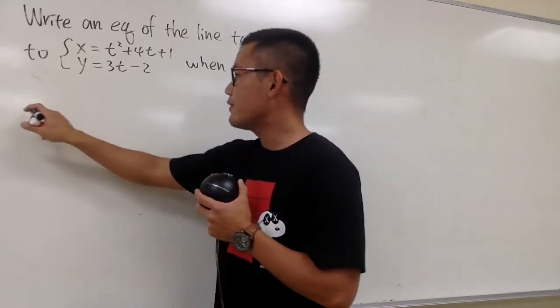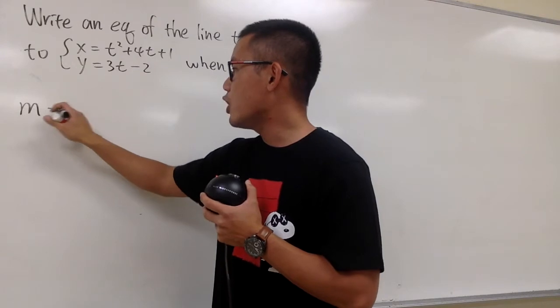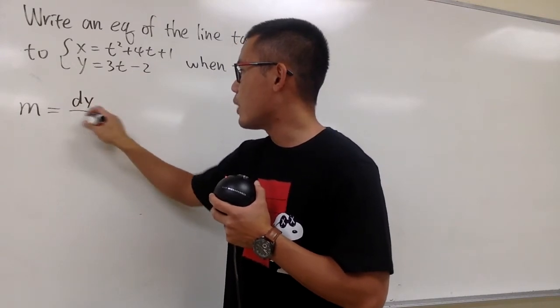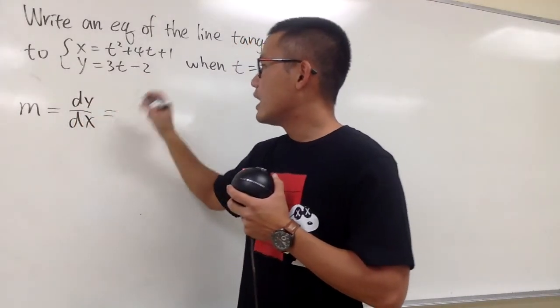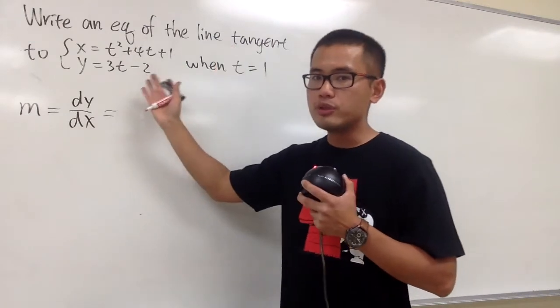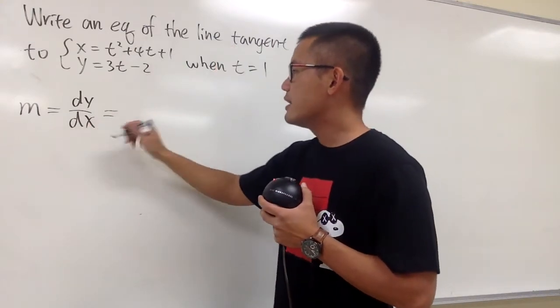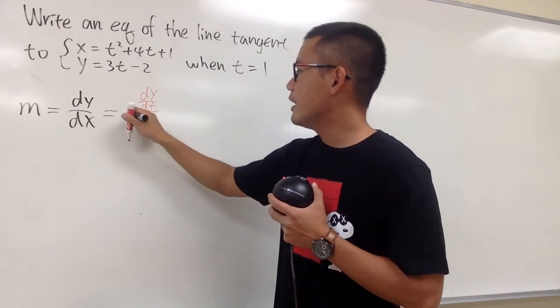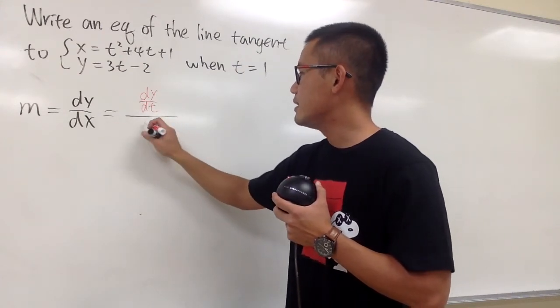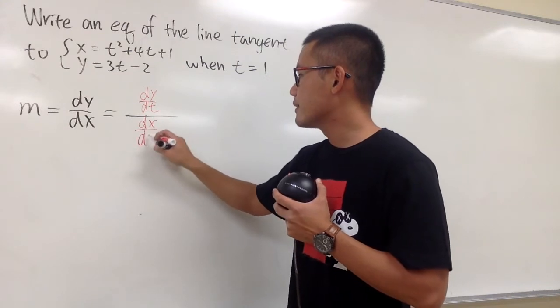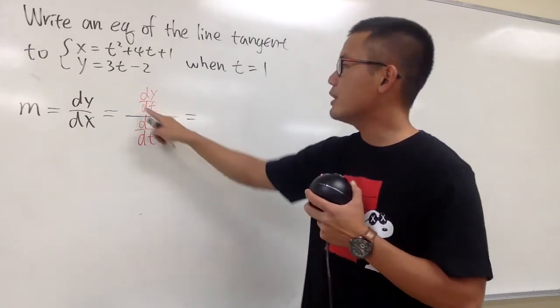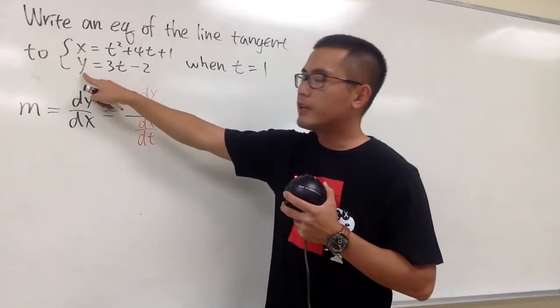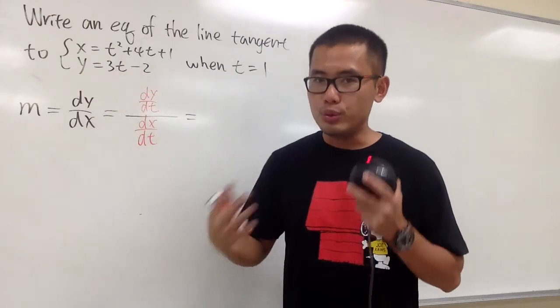So let's go ahead and do that first. Let me write down m for the slope, and once again, we need to get dy/dx. However, in the parametric equation situation, dy/dx is the same as dy/dt divided by dx/dt. Okay? And then let's go ahead for the dy/dt.